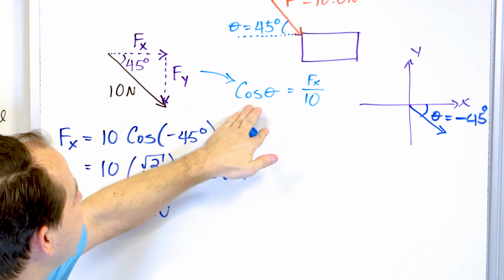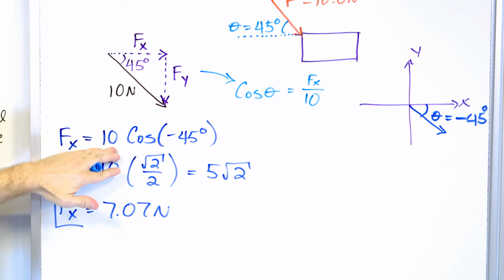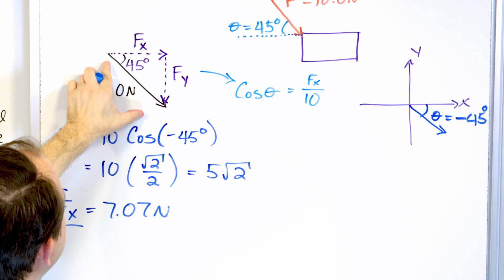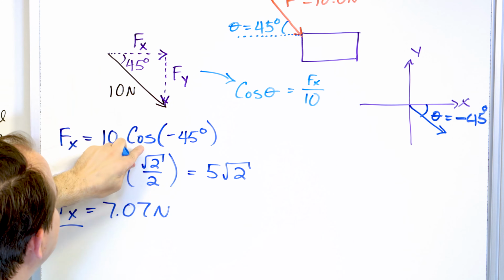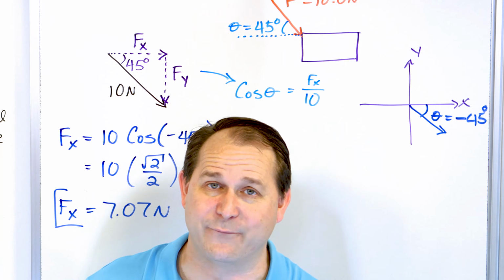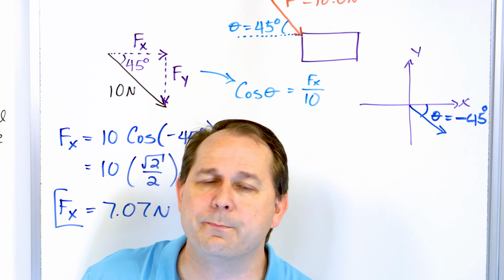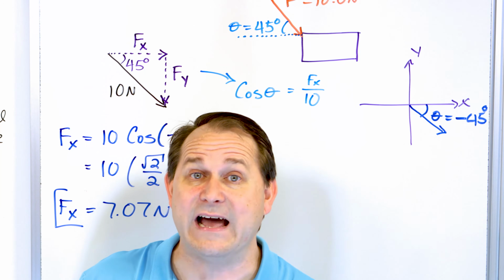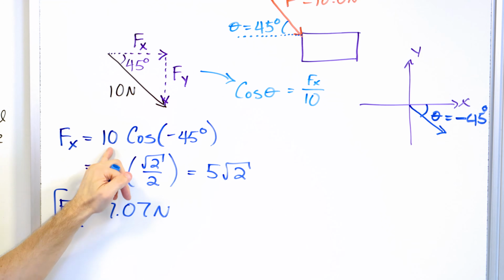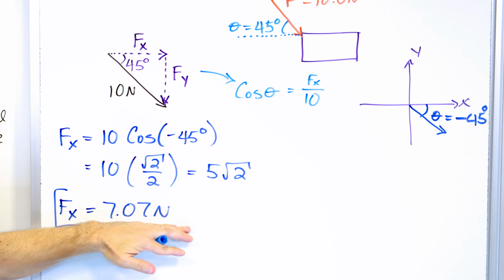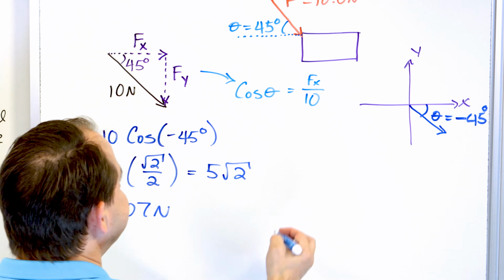But I don't really want you to write this. I want you to write it like this, because I want you to think about what you have is a total force of 10 newtons, and the cosine chops that force into the x direction to tell you the projection of how much of it exists in the x direction. So it's like 10 chopping into the x direction. This is how much is in the x direction.